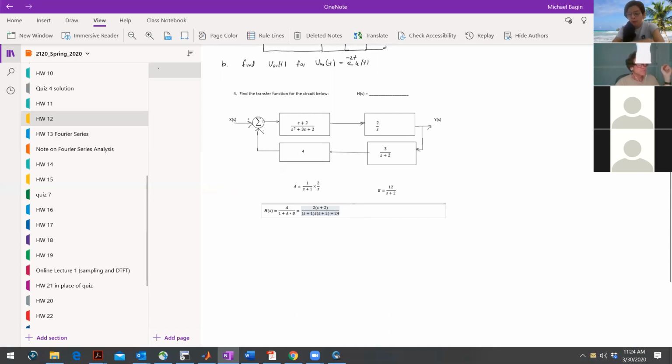Speaking about partial fractions, I had a quick question about partial fraction expansion when you have an S squared plus 3 or something like that in the denominator, where you would need an AS plus B. Why don't you think of this first?